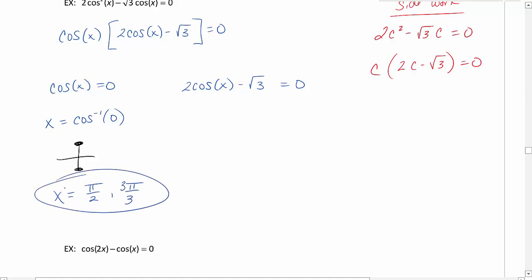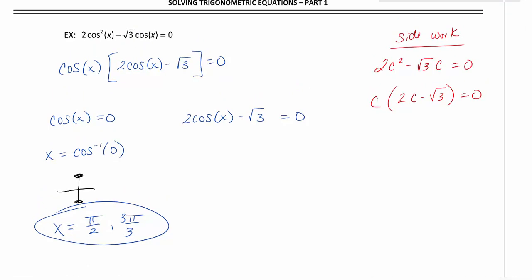Now we want to solve the other linear equation. It has a single trig function, so we're going to start by isolating that cosine of x. So let's add square root of 3 to both sides.